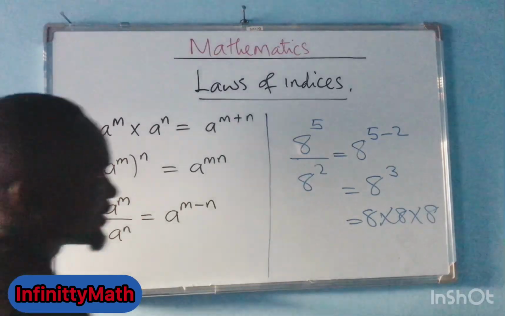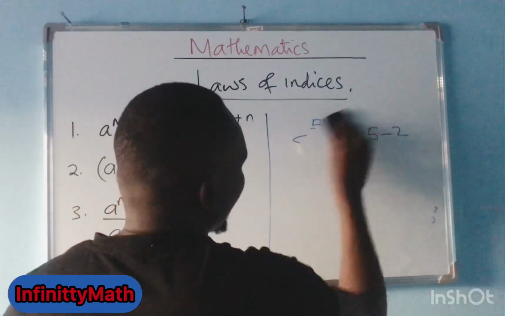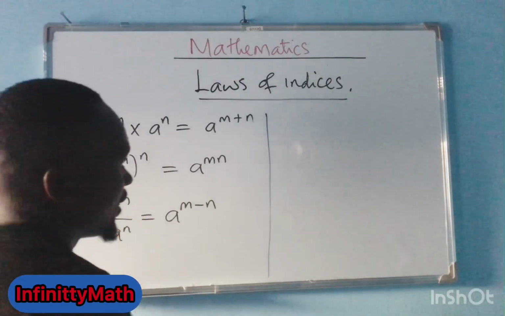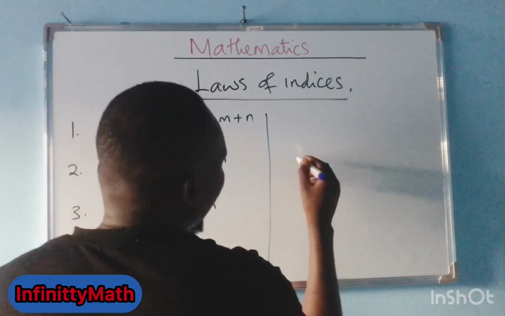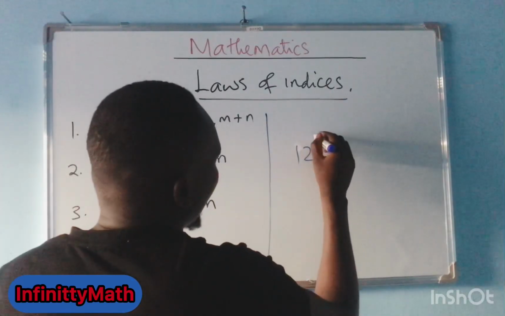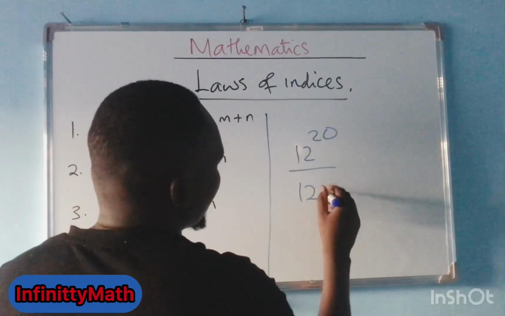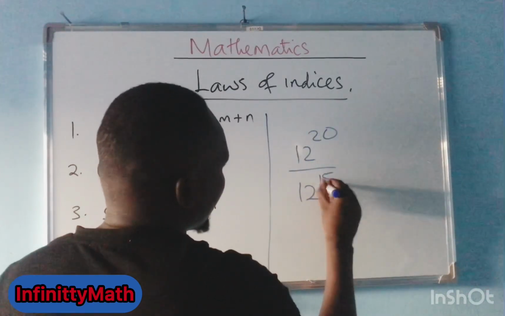We can even look at another example. Instead of looking at that one, let's say we have a more complicated one now. Let's say you have 12 raised to the power of 20, over 12 raised to the power of 15.